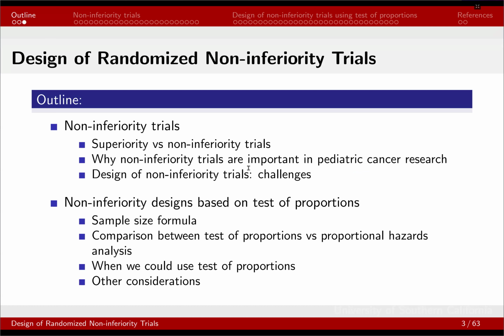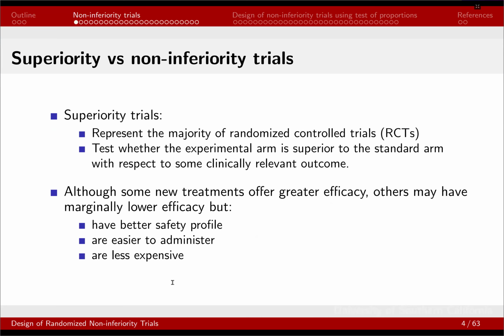This is the outline of my presentation. We will first talk about non-inferiority trials. We will discuss why non-inferiority trials are important in pediatric cancer research and describe the challenges in the design of those trials. Then we will discuss non-inferiority designs based on tested proportions. We will introduce sample size formula, compare sample size requirements between tested proportions versus proportional hazards analysis, like a logrank test. And then we discuss when we could use tested proportions in design of non-inferiority trials and some other considerations.